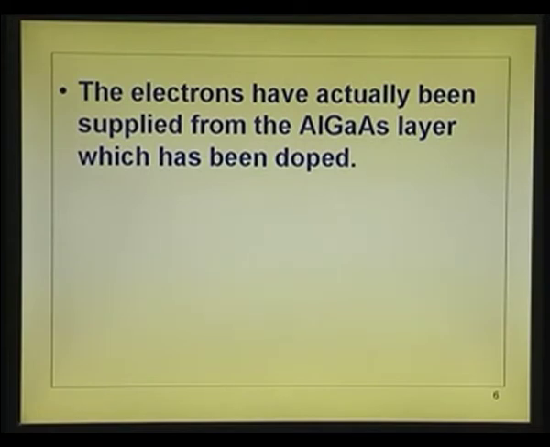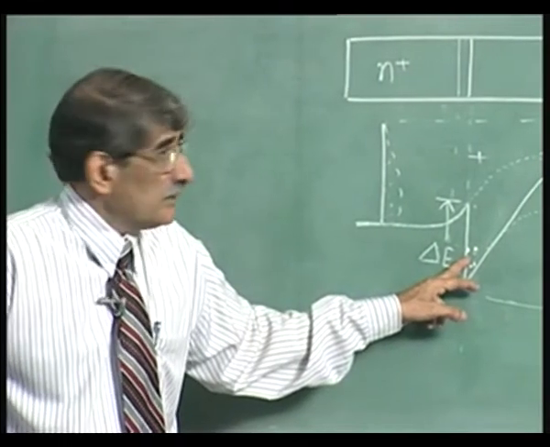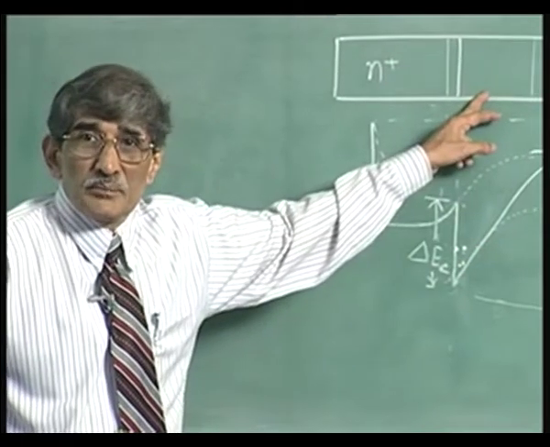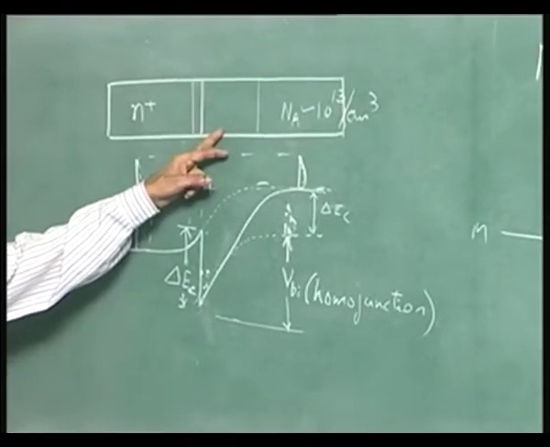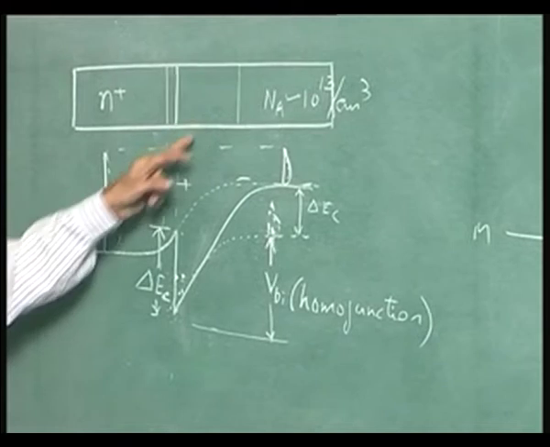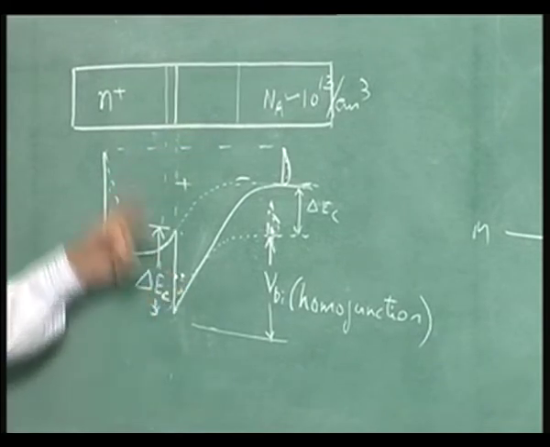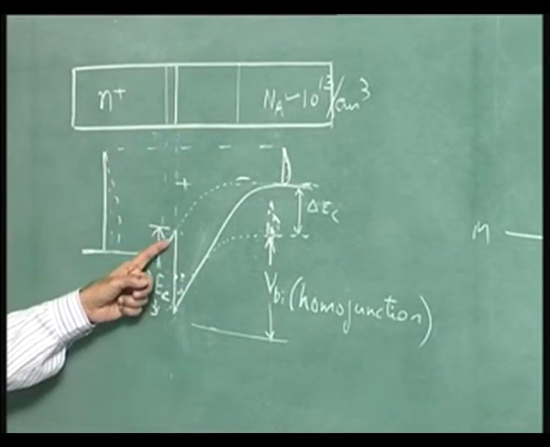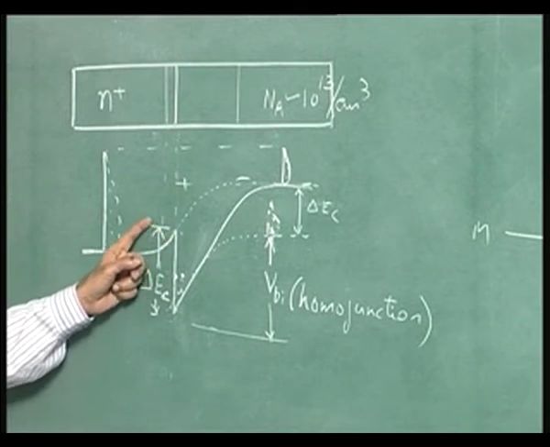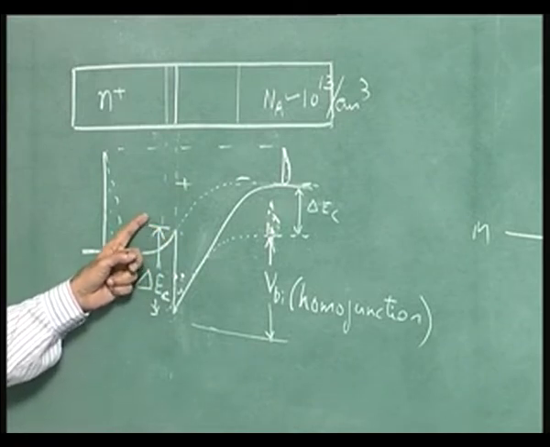Now, where are these electrons located? I will retain this diagram. These electrons are located here in the undoped gallium arsenide region, and they have been supplied from these dopants. All these electrons have come from here, because their donors are here.